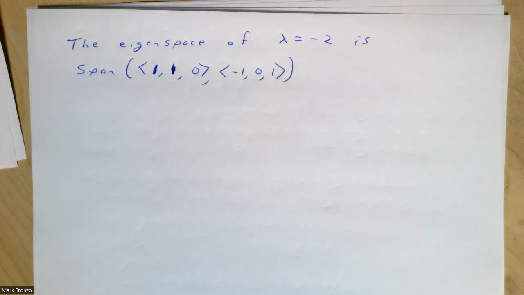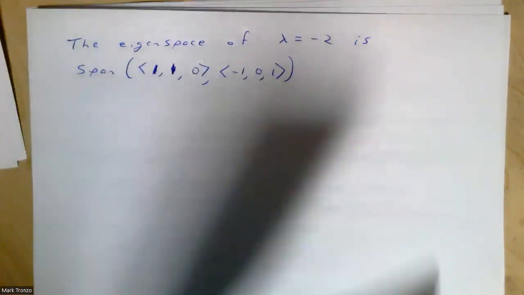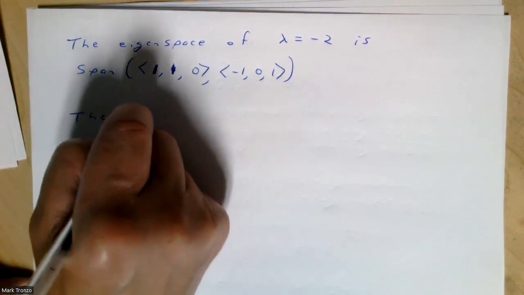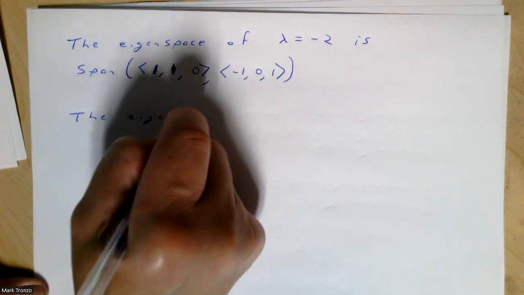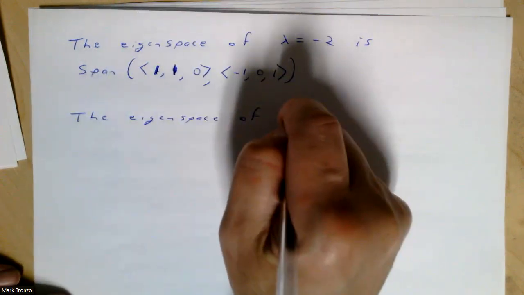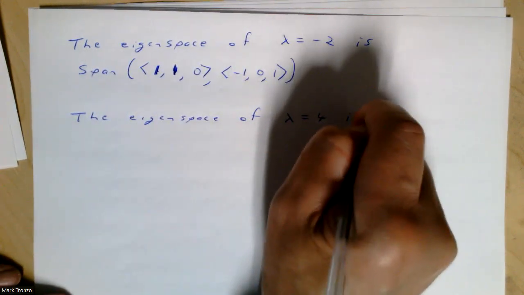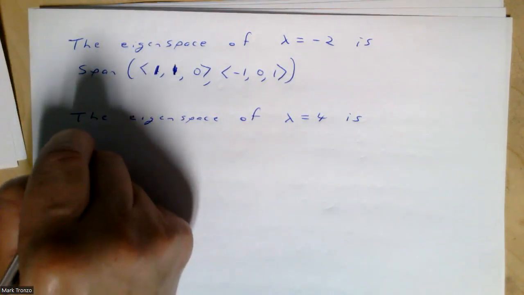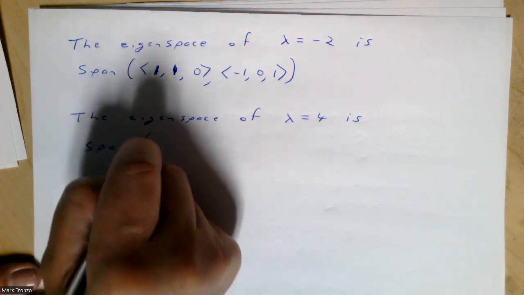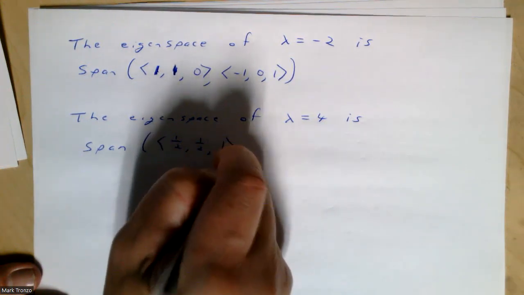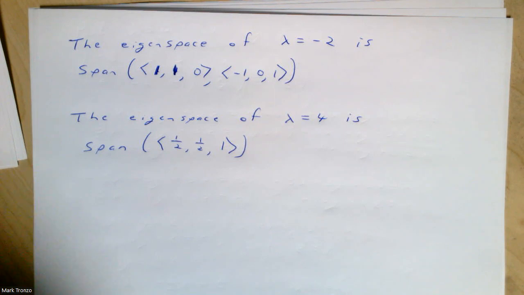And same thing with this other one here, lambda equal 4. The eigenspace of lambda equal 4 is the span of 1/2, 1/2, and 1. Of course, if you have one vector, the span of it is just going to be all the scalar multiples of that.